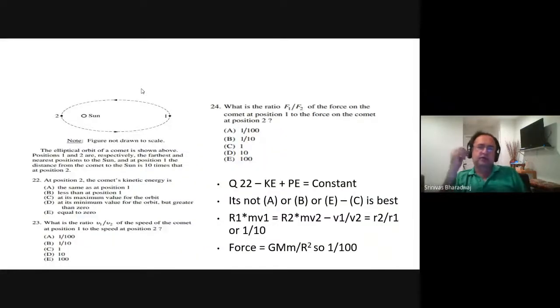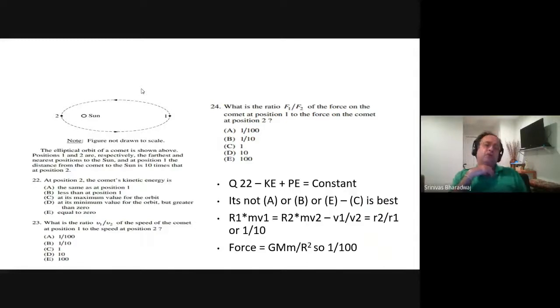So now let's look at, we looked at this problem last time, but I'll look at it one more time. The elliptical orbit of a comet is shown above. Positions 1 and 2 are the furthest and the nearest distance to the sun. As you know, comets have almost like a cigar-shaped orbit, right? And at position 1, the distance for the comet to the sun is 10 times that at position 2.